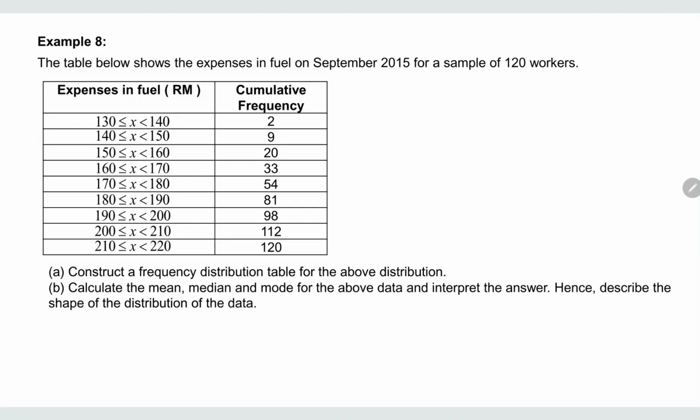Example 8. The table below shows the expenses in fuels in September 2015 for a sample of 120 workers. So we have expenses in fuels in RM and the cumulative frequency, which is capital F. Okay, question A, construct a frequency distribution table for the above distribution. B, calculate the mean, median, and mode for the above data and interpret the answer. Hence, describe the shape of the distribution of the data.